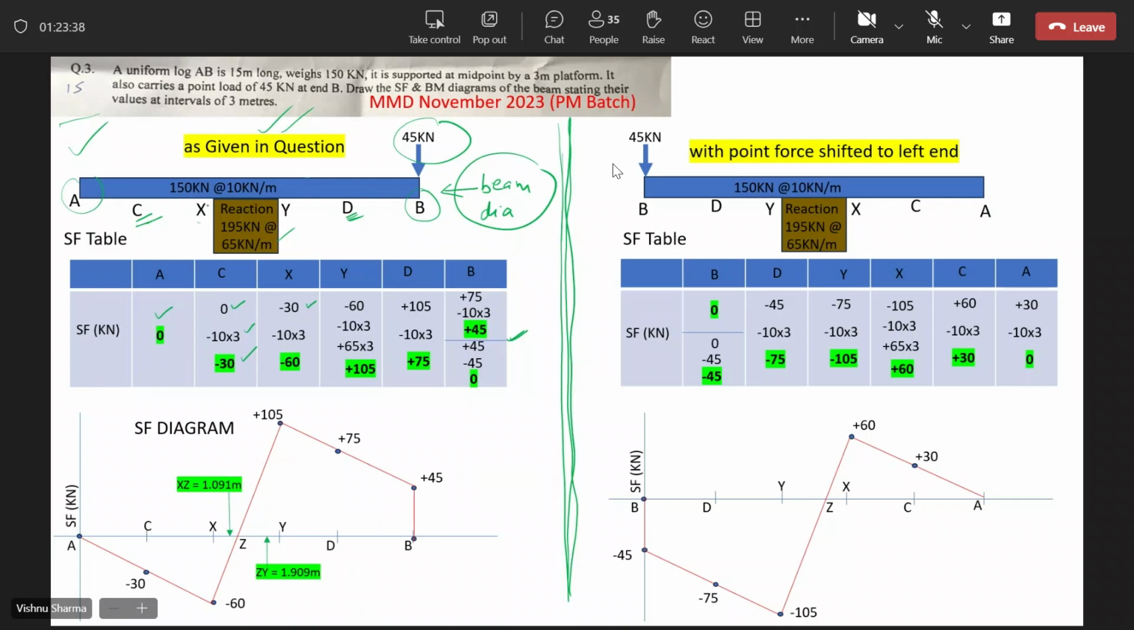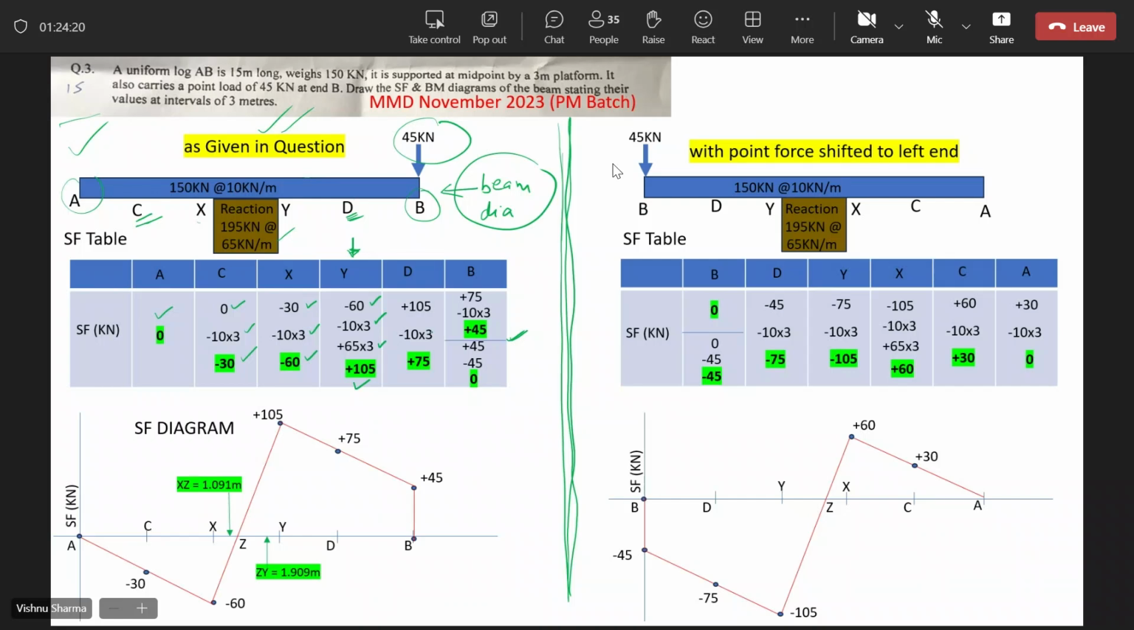What is the change from C to X? Another weight of 3 meters, minus 30 becomes minus 60 at X. Correct, beta? Yes or no? Yes, sir. We carry forward minus 60. Now pay attention. There are two forces coming between X and Y. One is 3 meters of the weight of the beam, that is minus 30. And 195 kilonewton of reaction coming into the picture, making it plus 105. Does everybody agree? Please review the entries under point Y. Agree, sir. Okay. Then we carry forward plus 105.